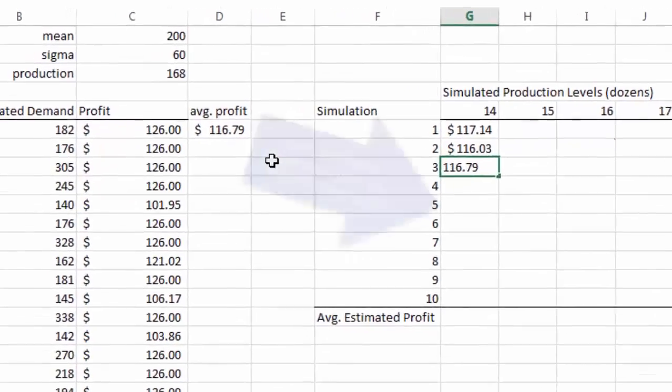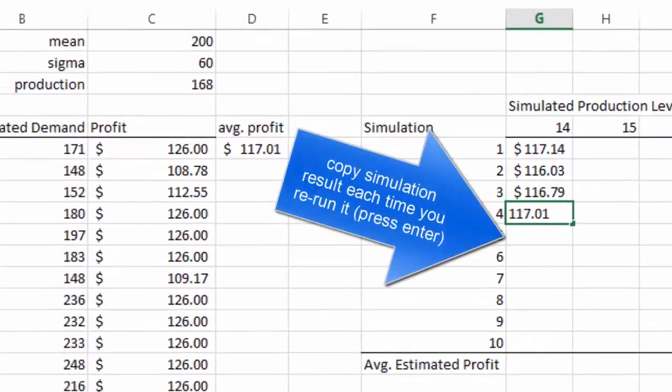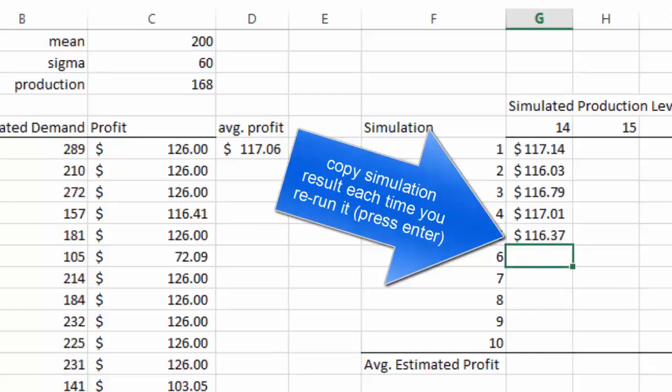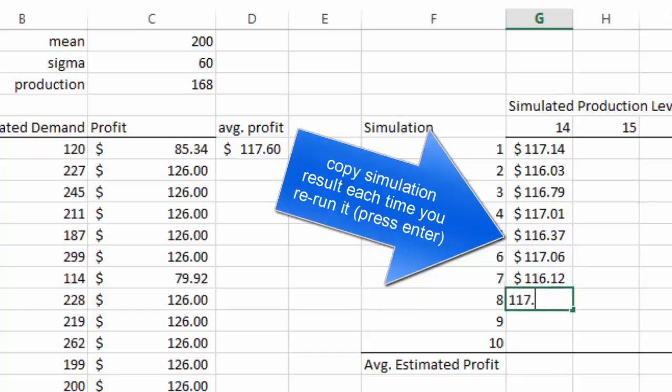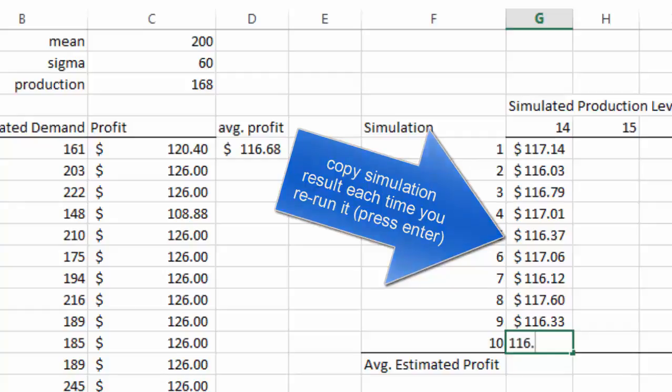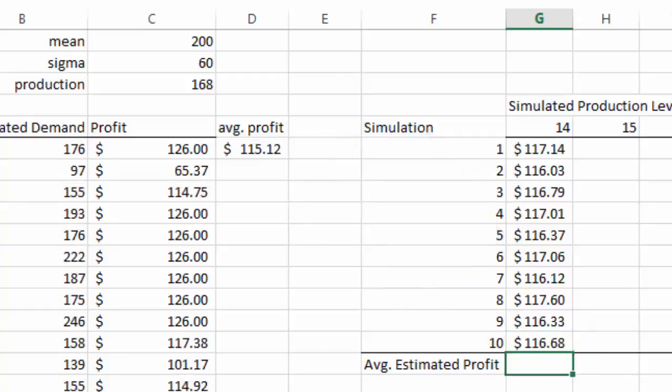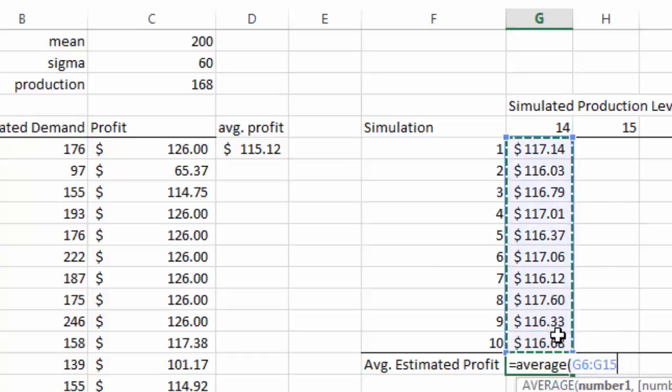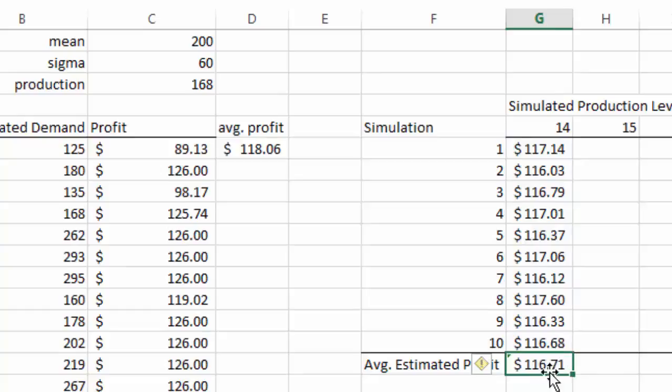116. Okay, so I did that 10 times. As you can see, I generated my different simulated demand per my distribution 10 times. And I'm going to average out my averages, the average of this range right here. So I'm pretty confident that my population average for a production run of 14 dozen is $116.71.